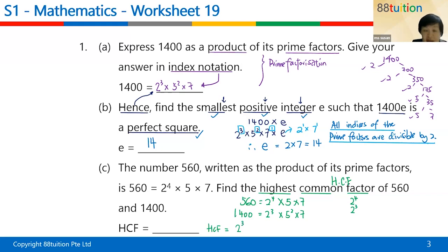In short, okay, layman, then you understand. You must always choose the lower power. If you choose a higher power, then the smaller number cannot be divided. That is the problem. All right.